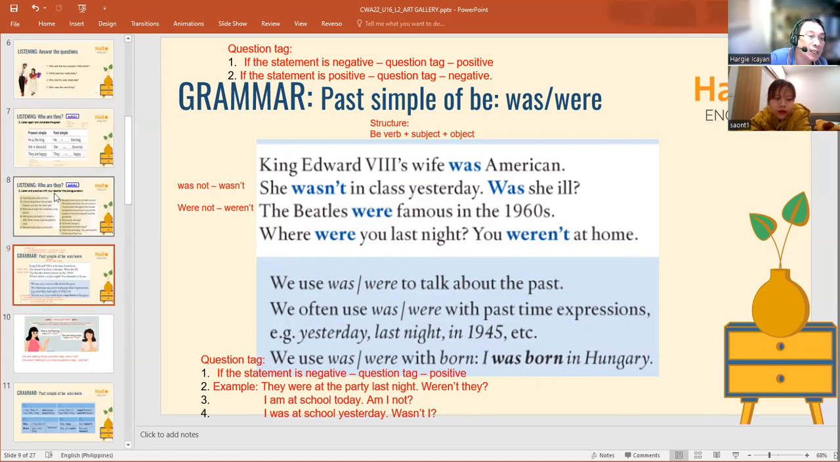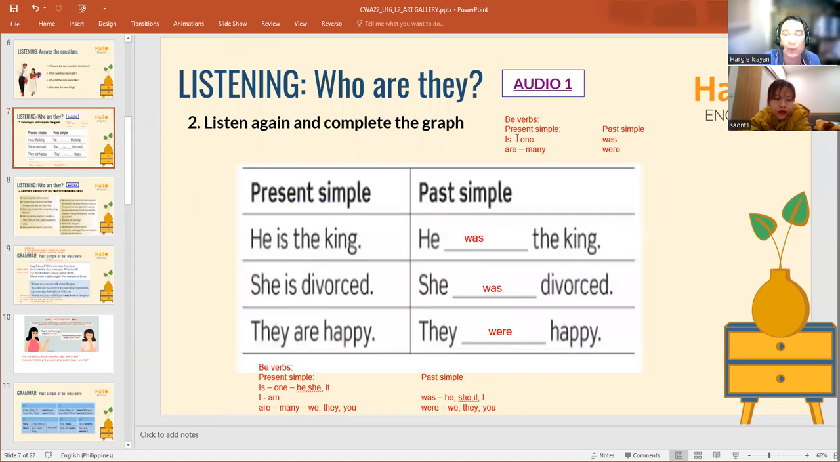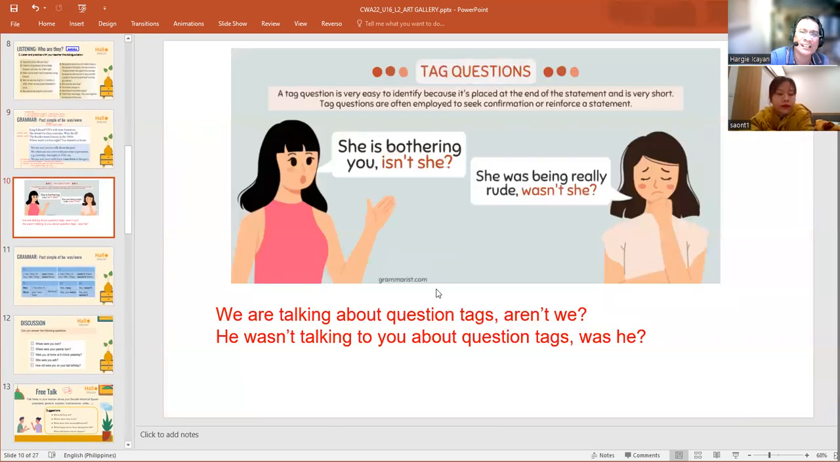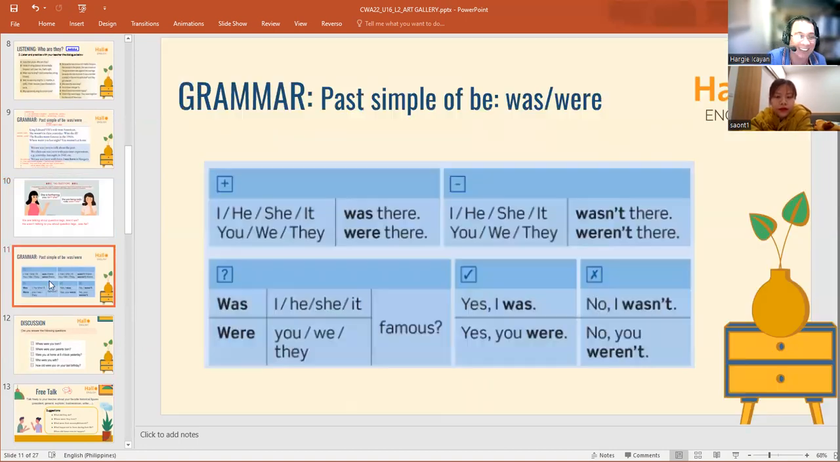if the subjects would be he, she, it, it is; you, we, they, are; if the subject is I, it is am. In the past, it should be I, he, she, it, was; we, they, you, that would be were. If you cannot understand this one, never mind. We will do that one on the other lesson.